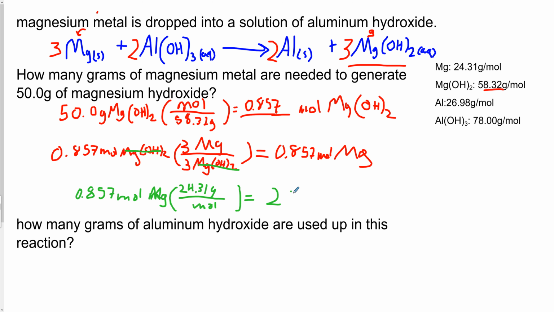Of magnesium. So you do this reaction, we're not caring in this case about the aluminum hydroxide. If you measure out 20.8 grams of magnesium, you throw it into this reaction, you're going to get 50 grams of magnesium hydroxide coming out the other end. One more question before we finish up. How many grams of aluminum hydroxide are used in this reaction?